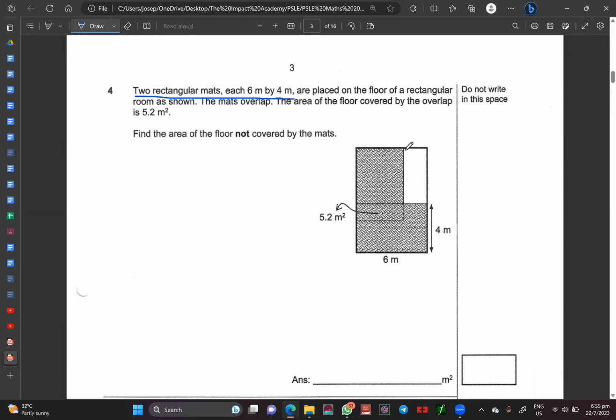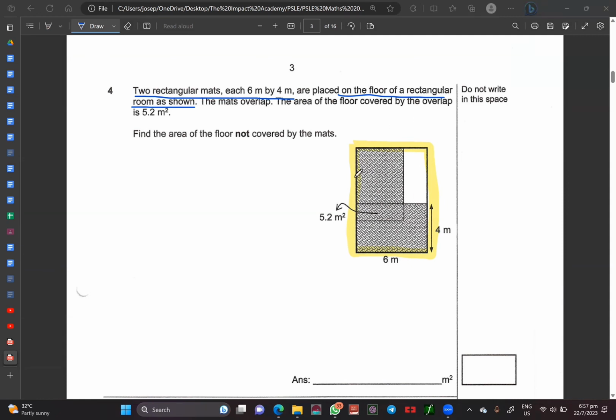They are placed on the floor of a rectangular room as shown. Okay, and this is the rectangular room. I need you to know which is the rectangular room. It's actually anywhere from here, down, here, up. So this is the rectangular room. The rectangular mats are basically the ones inside.